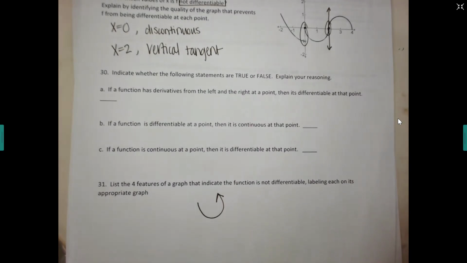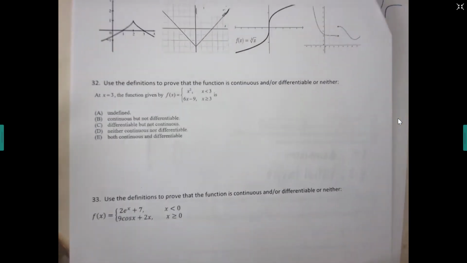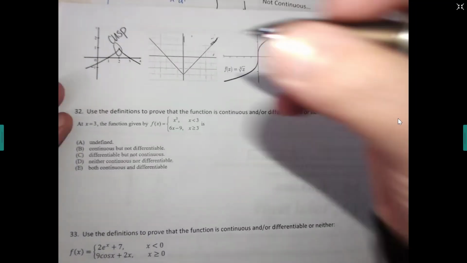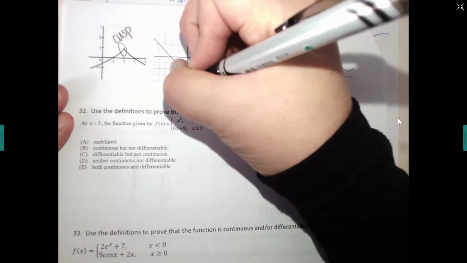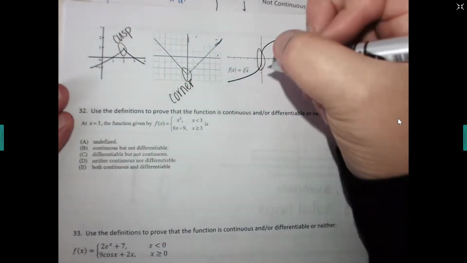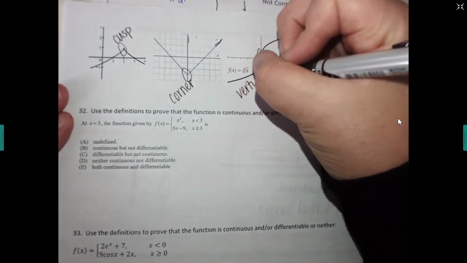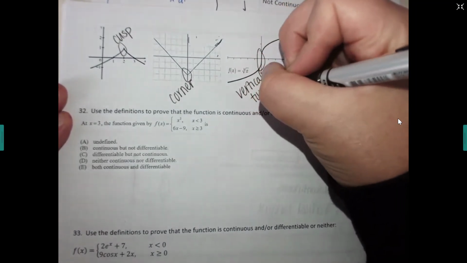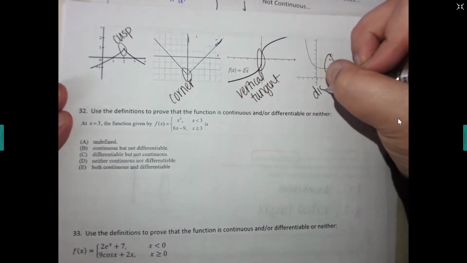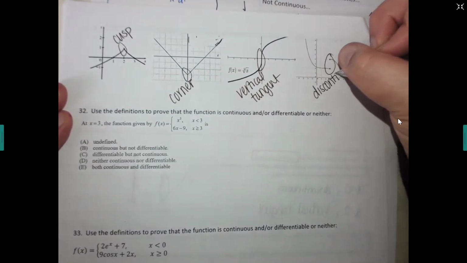Graph number 1, what is it? A cusp. Cusp is correct. Number 2 is a corner, correct. Vertical tangent. Yep. And then the last one is a jump or a discontinuity.